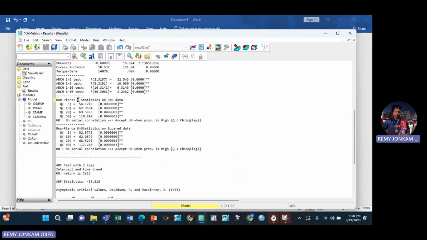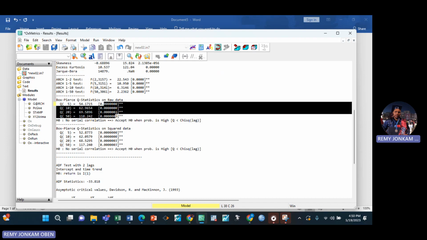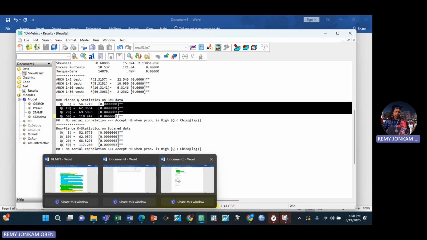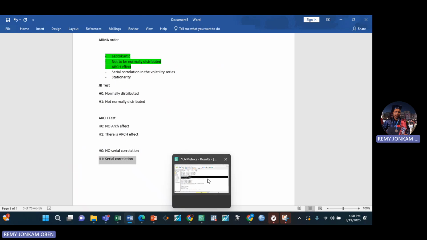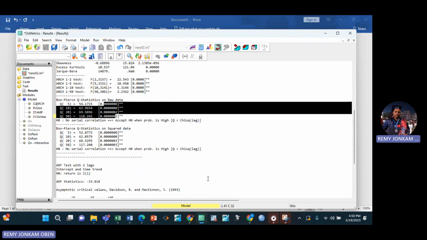So first, with the Q statistics on raw data, you see all the probability values are 0, 0, 0, 0. They are all less than 5%, which means whether we are using lag 5 or 10 or 20 or 50, it doesn't matter. All probability values are 0, which means we can reject the null because our probability value is less than the significance level of 5%, and we accept the alternative, which means there is serial correlation in the raw data, in the return series.